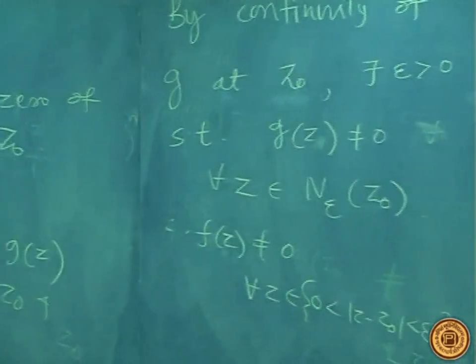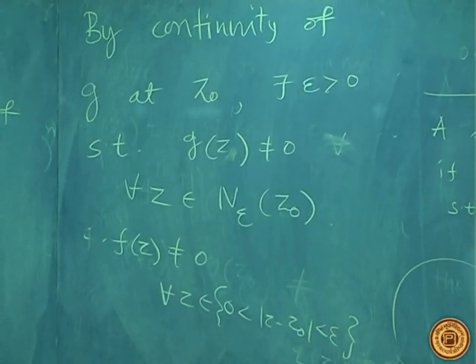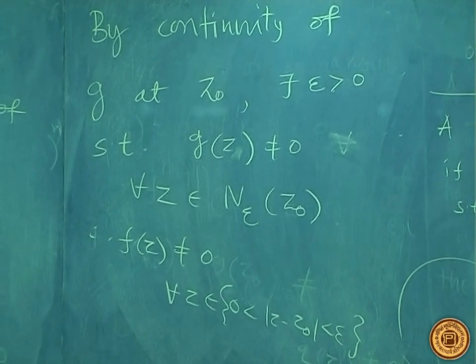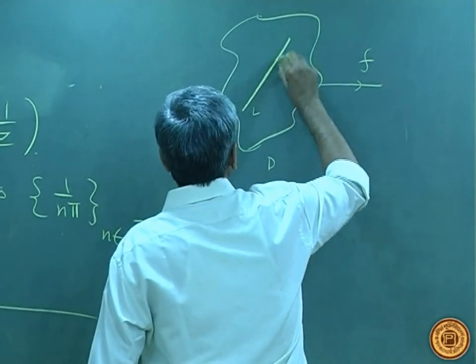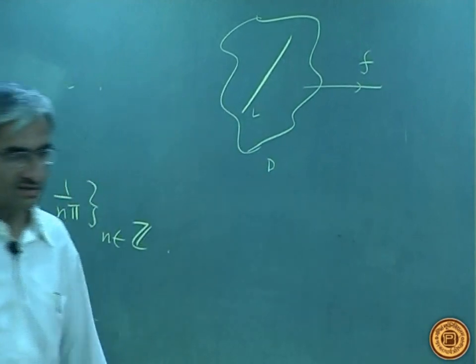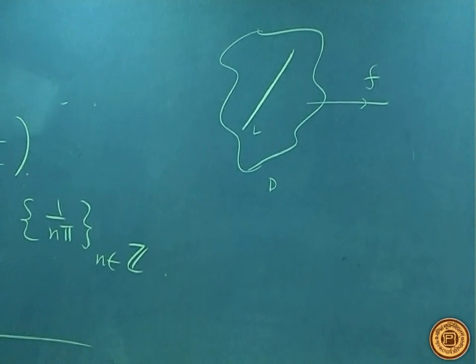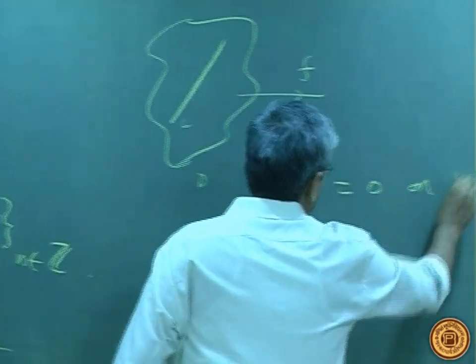Suppose there is a function defined on a domain like this, and there is a line segment in this domain, and f is analytic throughout this domain D, and it is 0 throughout this line segment. Suppose at every point of this line segment f is 0. So f(z) is 0 on L.